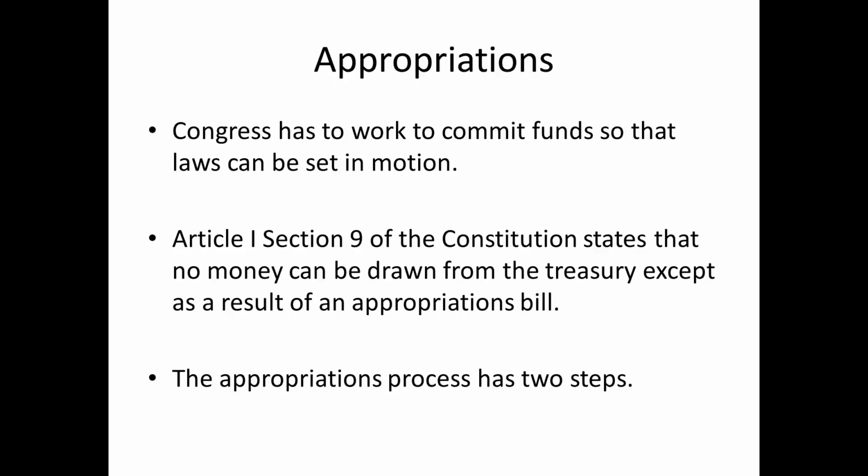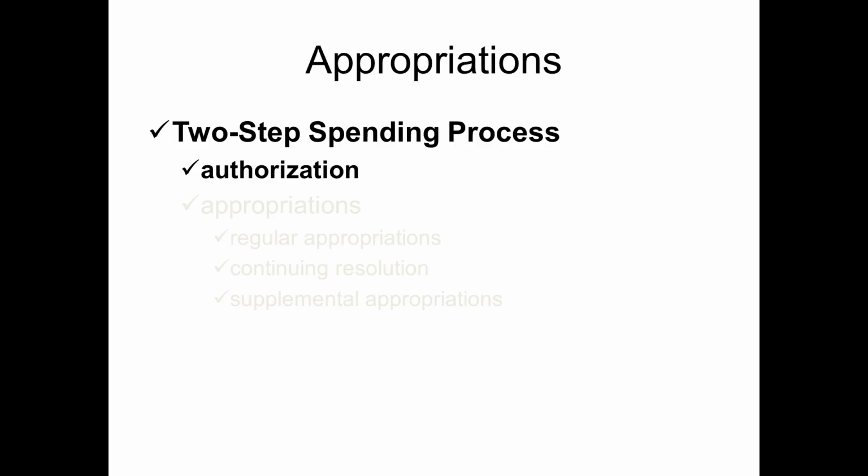Article 1 of the Constitution, though, says that the only way that money can be drawn from the Treasury is through an appropriations bill. So this is a special type of legislation that Congress has to go through and pass each year to make sure everything's funded. And like I said, it proceeds in 2 steps. First being authorization.